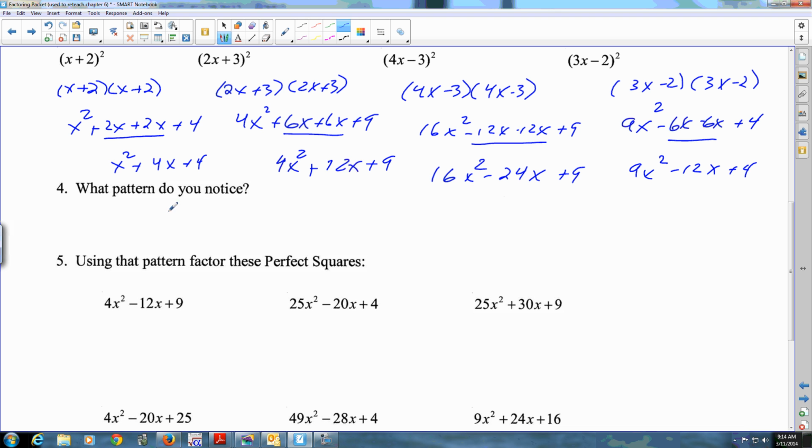Okay, so the pattern you notice is every single time the front is the first thing squared. The front is always the first thing squared. Well, why? Because you're multiplying it by itself. So you square the first. I'm just going to write it kind of symbolically. Square the first thing.